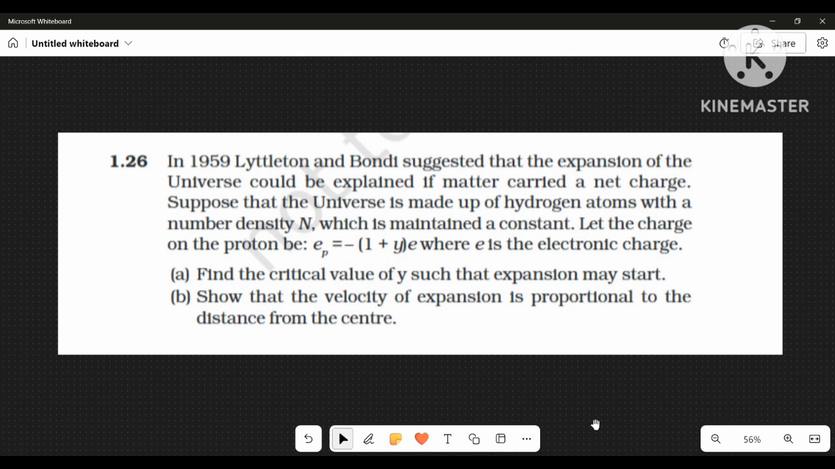We have to find two things. Find the critical value of y such that expansion may start, and show that the velocity of expansion is proportional to the distance from the center. This is a question from the NCERT exemplar problems in physics, class 12.